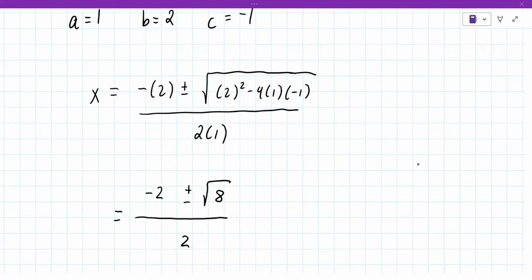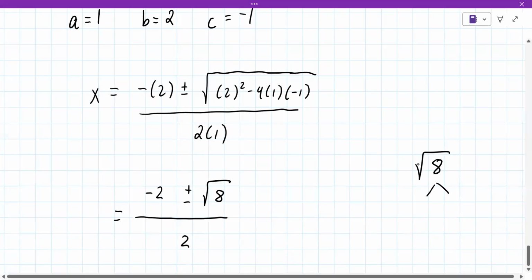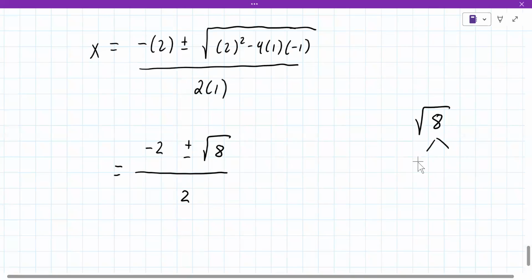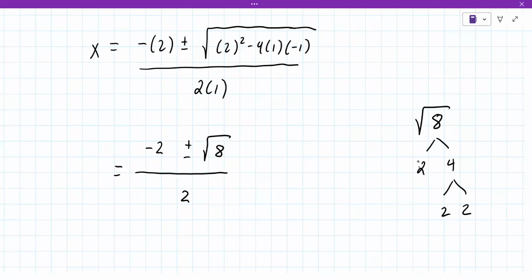So we've got to come off to the side here and reduce the square root of 8. The square root of 8 is 2 and 4, 2 and 2. There are the twos. Two pair. Right there.